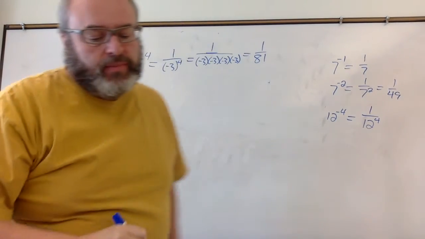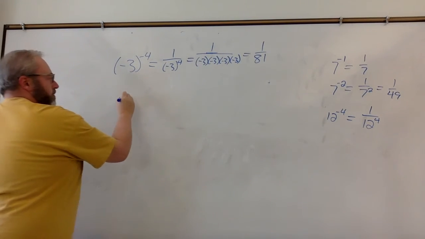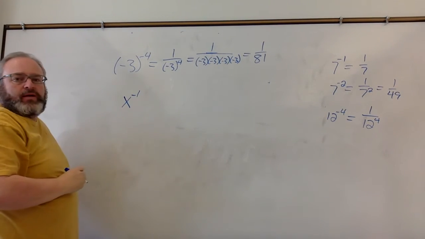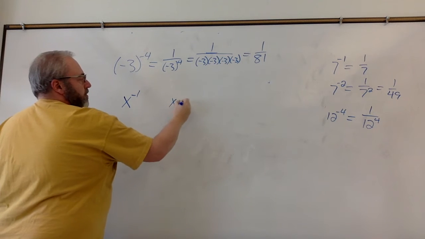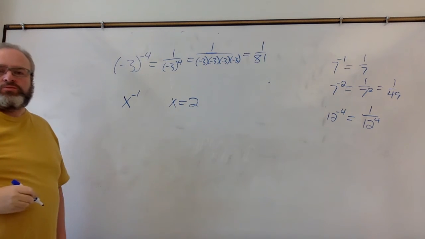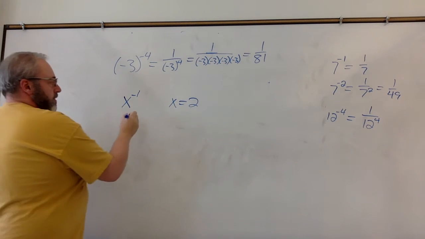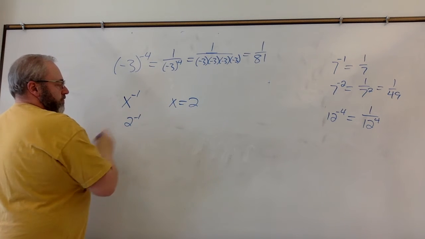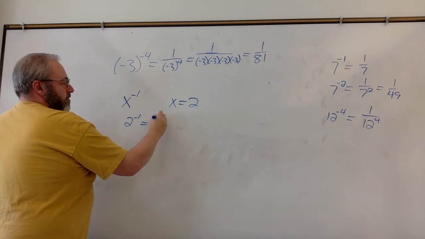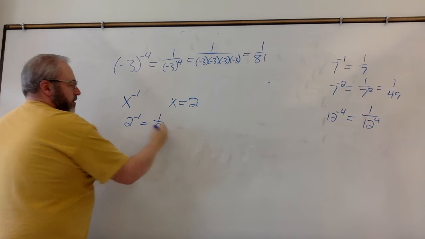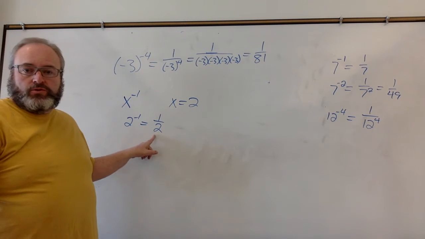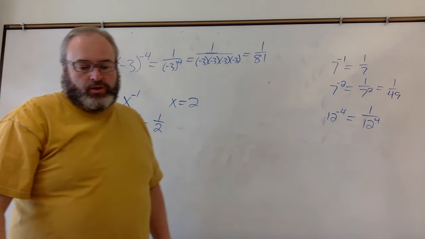Okay, now, let's say you're asked to evaluate x to the negative first, where x equals 2. You would say that's 2 to the negative first, which is 1 over 2 to the first power, or 1 over 2.